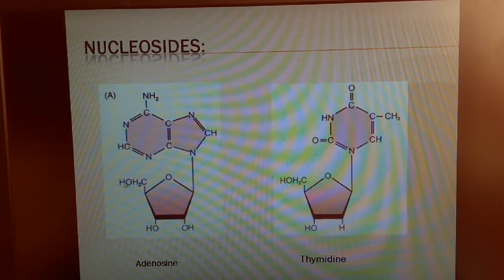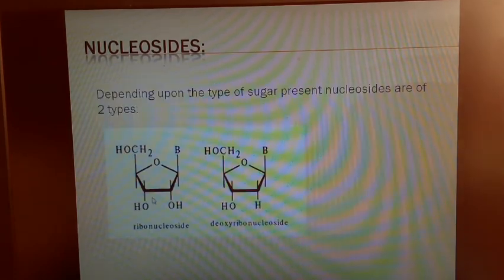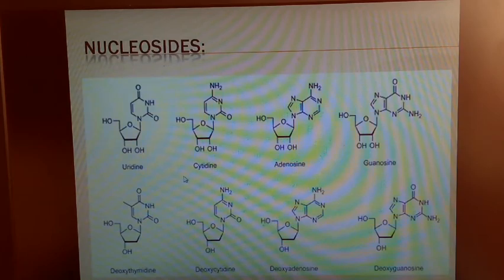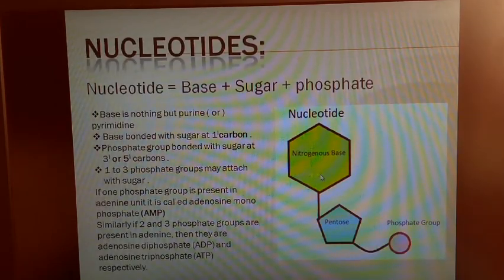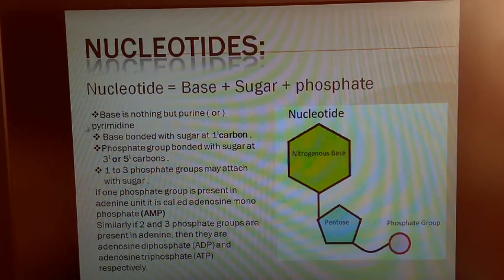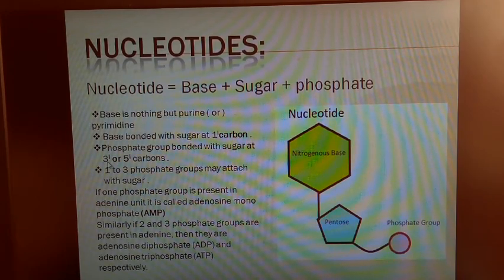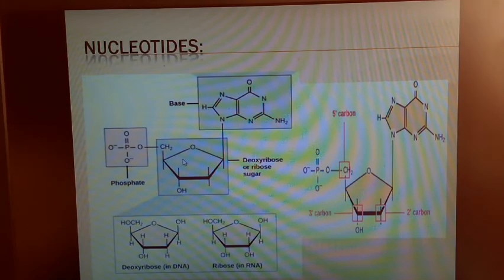To the fifth carbon, the phosphate group, or phosphoric acid group, is attached. So to the first carbon we have a base, and on the fifth carbon we have a phosphoric acid. It is not only one phosphate group there. Two or three phosphate groups may also be present, which may attach to the third carbon also. Okay, so we'll take up a structure. This is our nucleotide structure. This is our pentose sugar. This is our fifth carbon. This is our first carbon. 1, 2, 3, 4, 5.